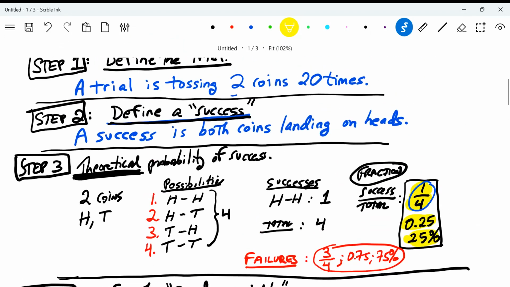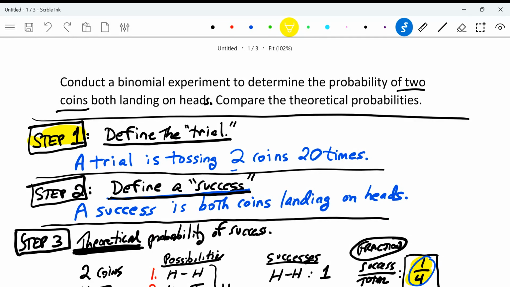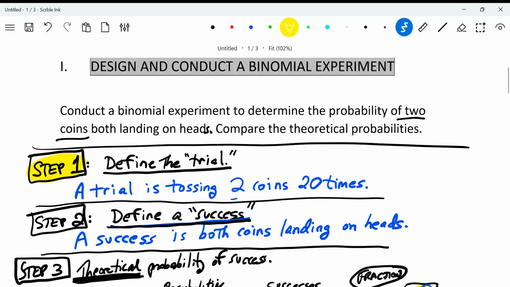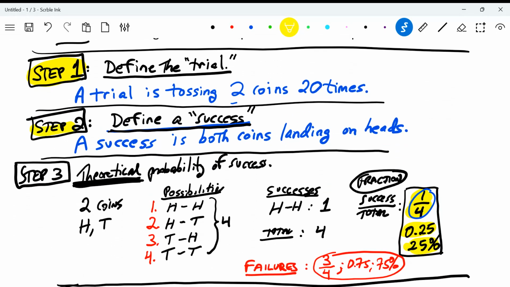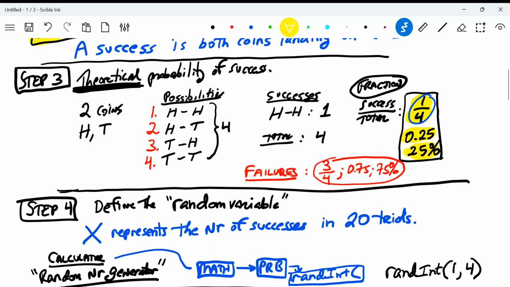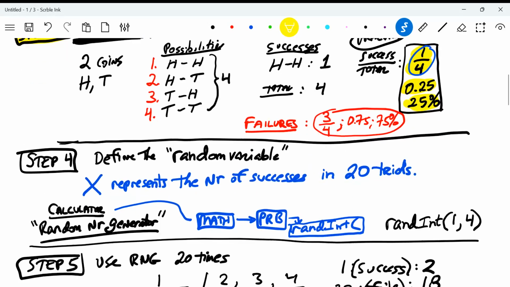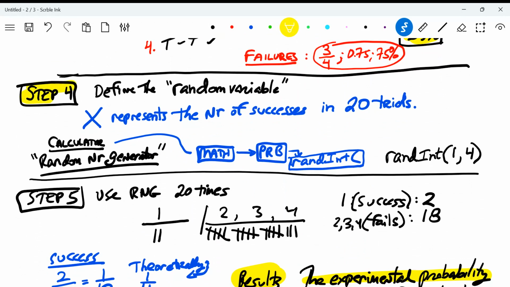So let's review this on here. Step 1, you define what it is you're going to do. You define what a success is, what you want to have happen. You figure out the theoretical probability of getting that success. Then you do an actual experiment, steps 4 and 5.